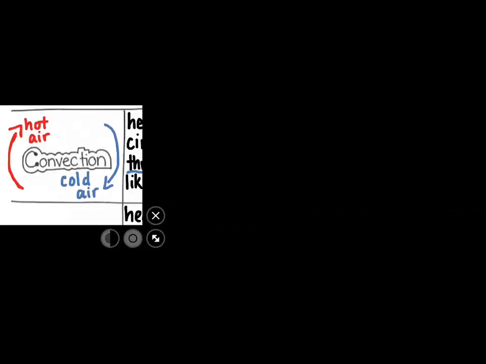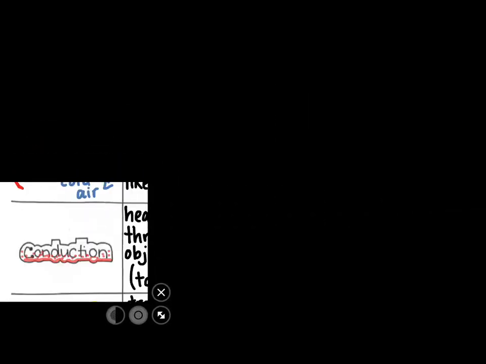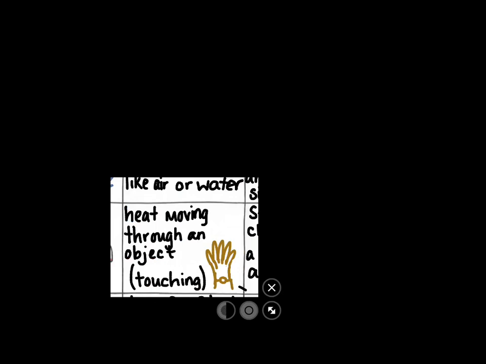And that is convection. Our second type is conduction. Conduction is heating anything up through touch. So heat moving through an object by touching. And no, your drawings don't need to be perfect. Trust me, it took like 3 times to draw that hand.